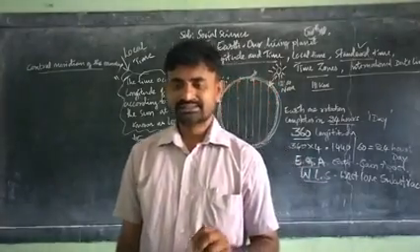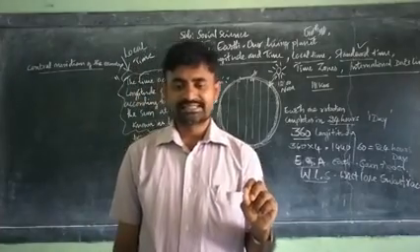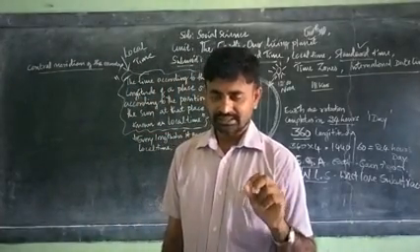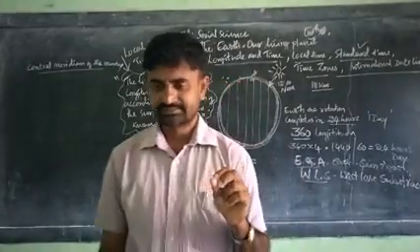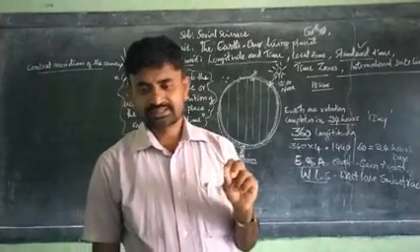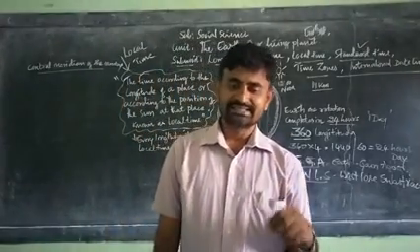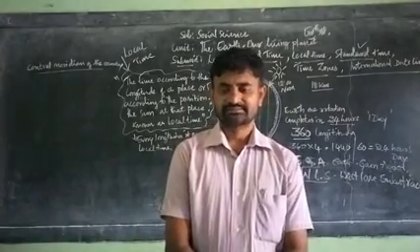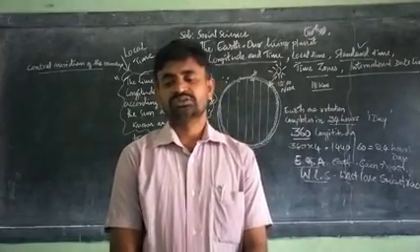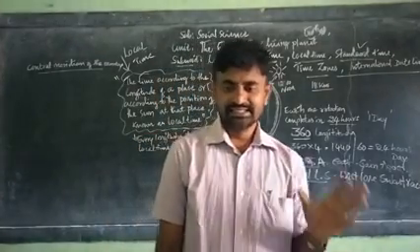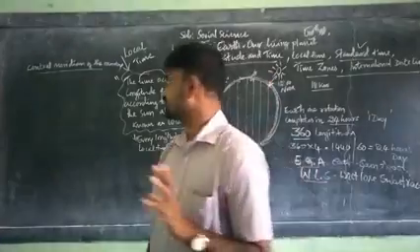The central meridian is where the most important city is located. This uniform time which is followed throughout a country is called standard time.